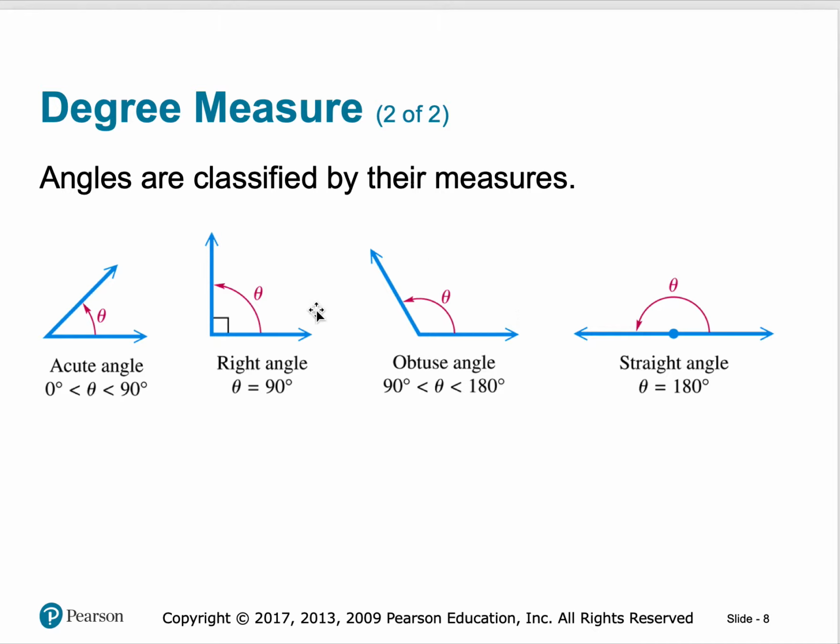Angles are going to be classified using their measures. So acute angles are going to be angles between 0 and 90. Now notice, if it's equal to 90, it's a right angle. It's not acute. If it's greater than 90, but less than 180, it's going to be obtuse. If it's exactly 180, it's going to be what we call a straight angle.